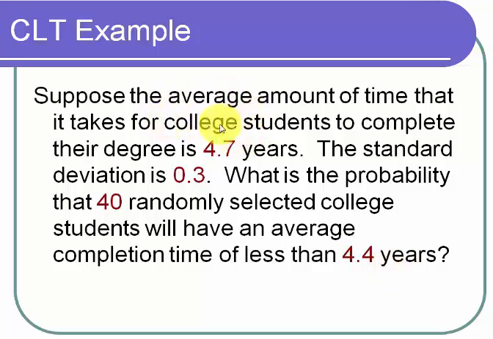Notice that we don't know what the distribution is for completion times for students. It could be skewed left or right or normal. We have no idea. But because we are doing a sample of size 40, we can look at the sampling distribution and invoke the central limit theorem, which says that if we have a large sample, and we do, 40 is larger than 30, then we can say the sampling distribution is also approximately normal. And that means we can compute probabilities using the normal distribution, which we can do with our calculator. Isn't that wonderful?